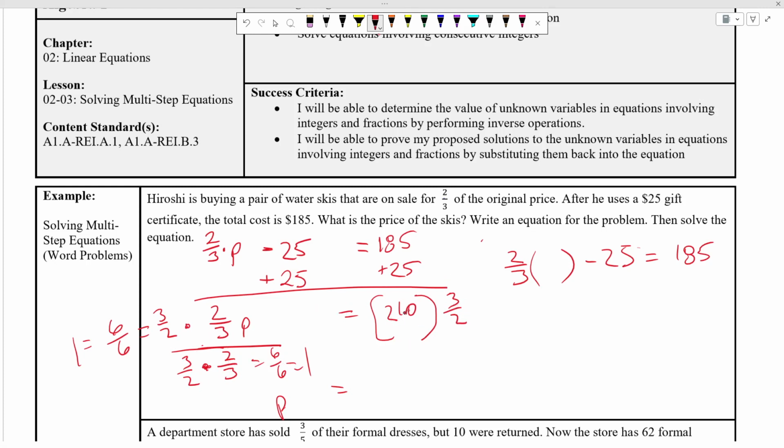So 210 times 3, that happens to be 630, and then I have over 2. So 630 divided by 2 happens to result in 315. Okay, we're back on track now.